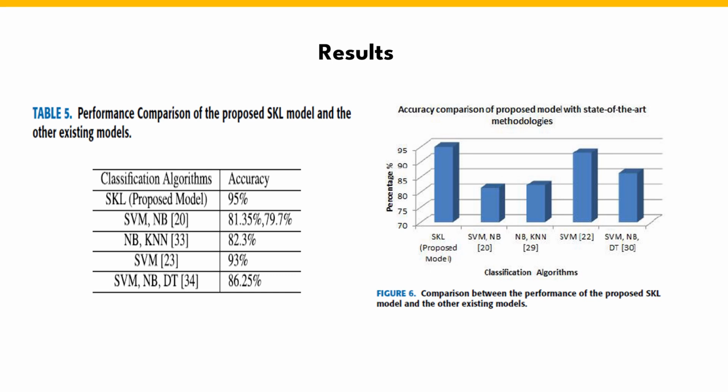In this table, the performance comparison of the proposed SQL model and other existing models has been discussed, where the SQL model is proposed with an accuracy of 95%, and SVM and NB get 81.35 and 79.7. NB KNN is about 82.3 percent. The SVM is about 93 percent. Combining SVM, NB and TT is 86.25 percent.